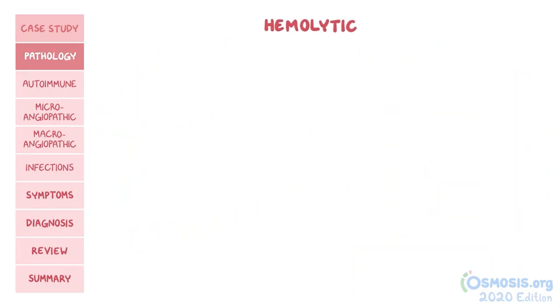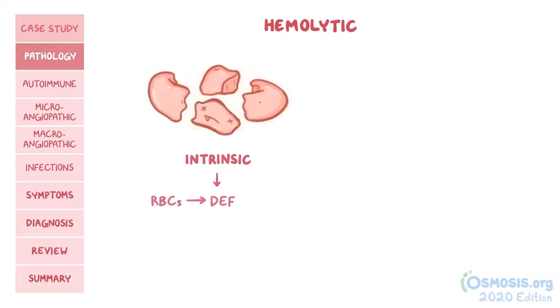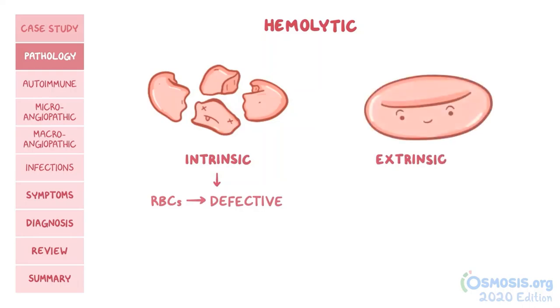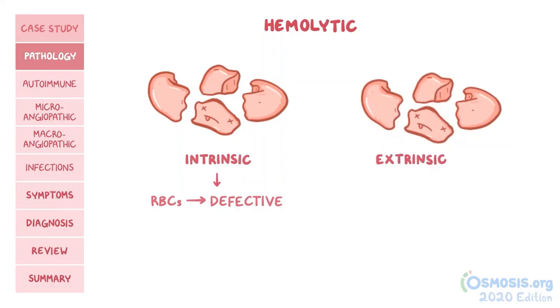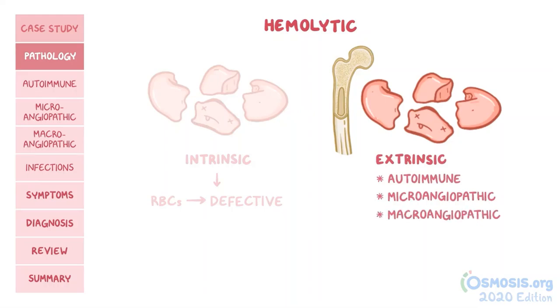Alright, now hemolytic anemias can be classified as intrinsic or extrinsic hemolytic anemias. In intrinsic hemolytic anemias, red blood cells are destroyed because they're defective, while in extrinsic hemolytic anemias, red blood cells are normal, but are later destroyed outside the bone marrow. In this video, let's focus on extrinsic hemolytic anemias that include autoimmune hemolytic anemia, microangiopathic hemolytic anemia, macroangiopathic hemolytic anemia, and infections.